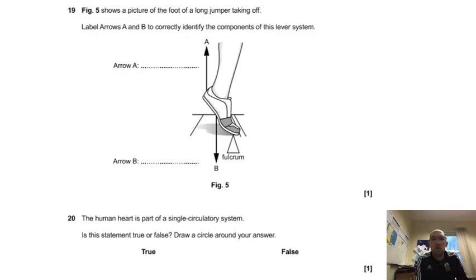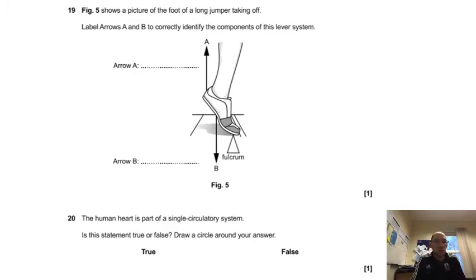19. Figure 5 shows a picture of a foot and a long jumper taking off. Label arrow A and B to correctly identify the components of this lever system. So, examiner's report. Most candidates correctly identified A as the effort and B as the load. Some candidates understood the correct terms but put them in the wrong place. Candidates are reminded that the correct technical term must be used to describe the lever system. So we've already given the answers: A, effort, and B, load.